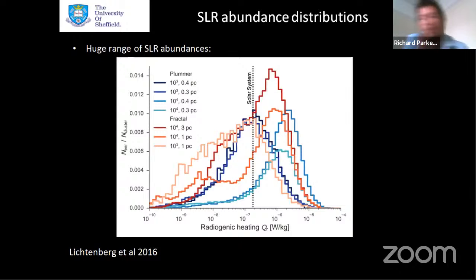This is some work that Tim Lichtenberg did in his PhD, and Tim showed that you get a huge range of abundances of aluminium-26 in Starfall regions that have statistically the same initial conditions. The solar system abundance is shown by the vertical dotted line, and Tim went through a whole host of initial conditions for the Starfall regions, and found that some Starfall regions have higher than solar system values for aluminium-26, and some will have a lot lower.